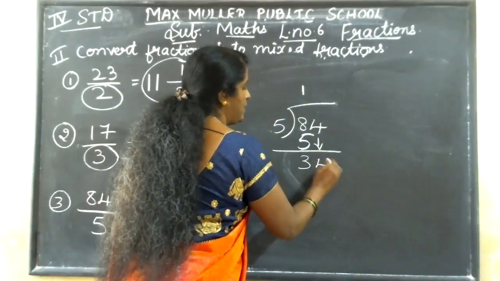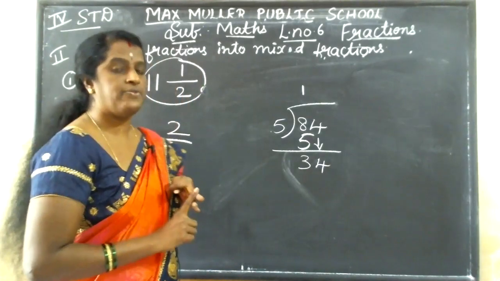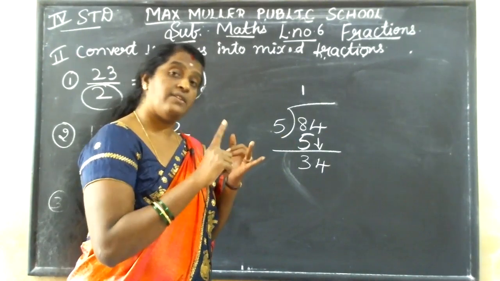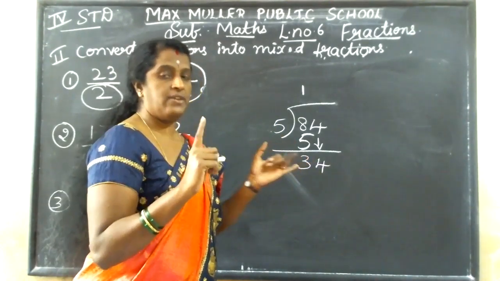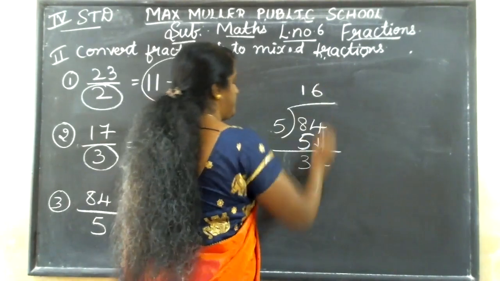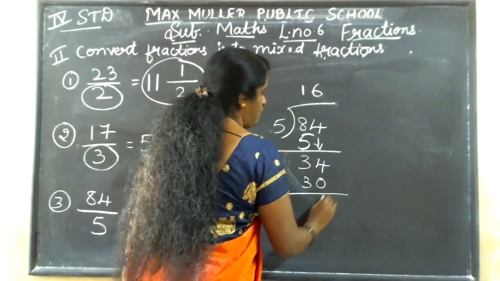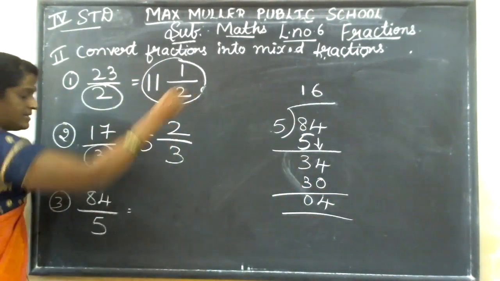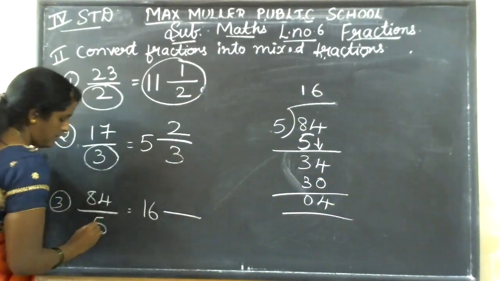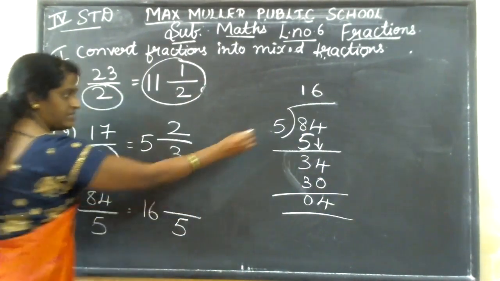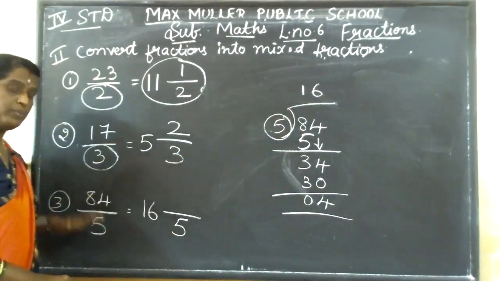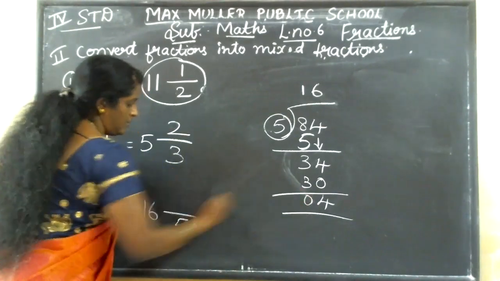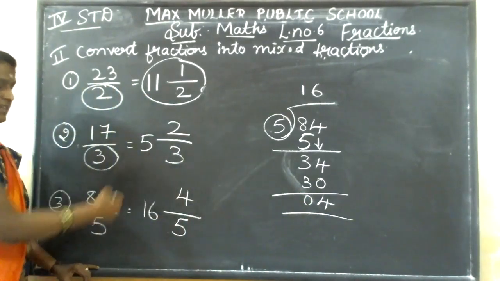Bring down 4. 5 ones are 5, 5 twos are 10, 5 threes are 15, 5 fours are 20, 5 fives are 25, 5 sixes are 30, 5 sevens are 35. I don't want 35. 5 sixes are 30. 34 minus 30, 4. Now tell me, children, the whole number is 16. The denominator will be the same. So this is the denominator. You should copy this denominator. The numerator is the remainder, that is only the numerator. So you got the answer now.